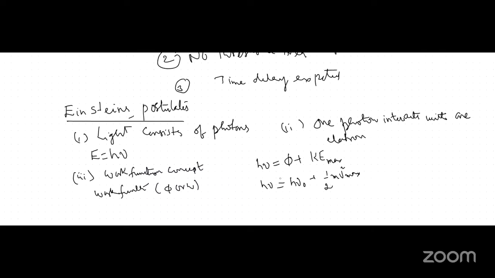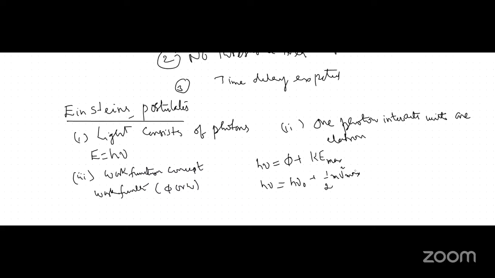Here h nu is the energy of the incident photon, and phi, which we have written as h nu naught, is called the work function of the metal. Nu naught is the threshold frequency. KE maximum, which is half m v squared, is the maximum kinetic energy of the emitted photoelectrons. Here m is the mass of the electron and v maximum is the maximum speed of the photoelectrons. So this is Einstein's photoelectric equation.